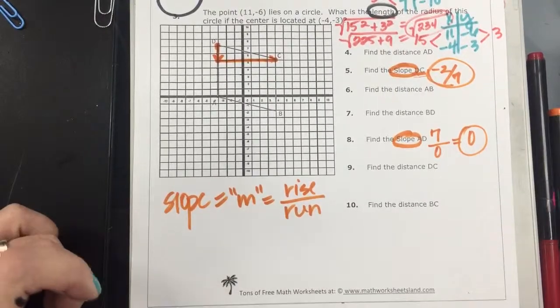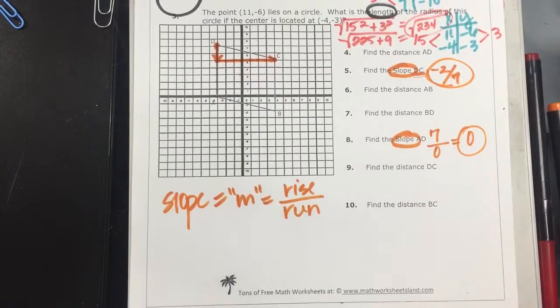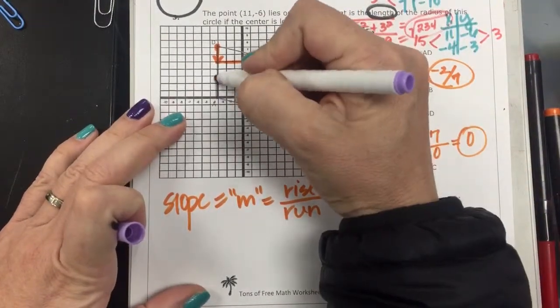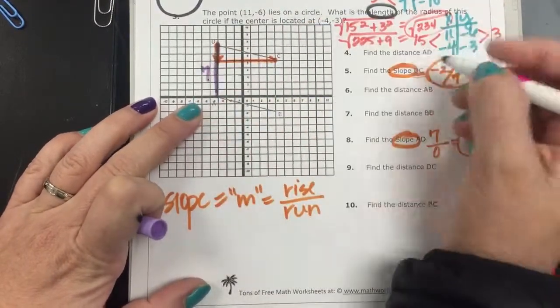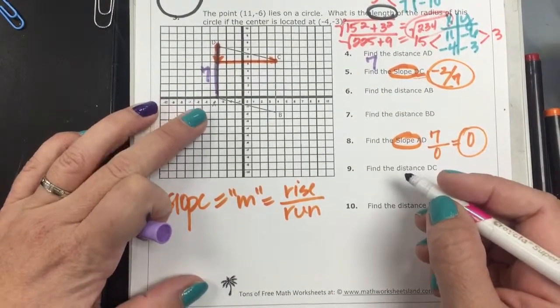Let me go tackle those distance problems. Now, with the distance problems for A to D here for number 4, the distance A to D, oh, I actually had just counted that. I counted rise as being 7. The length of that would also be 7, the distance or length. How about from A to B?